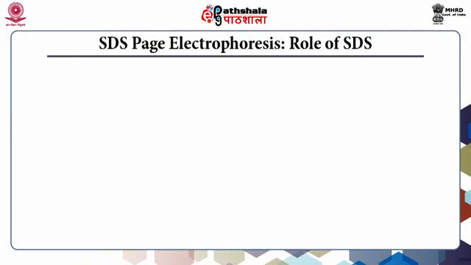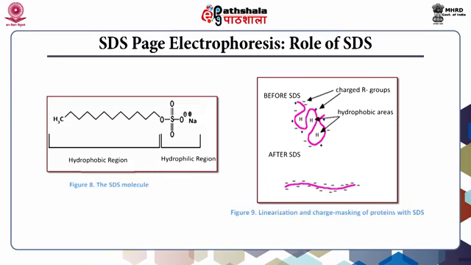When proteins are dissolved in a solution of sodium dodecyl sulfate, that is SDS, and further boiled, the secondary and tertiary structure of the native protein are completely disrupted, like you can see in this figure. Mercaptoethanol or dithiothreitol is also added to reduce the disulfide bonds. The denatured protein is now unfolded into a linear structure.